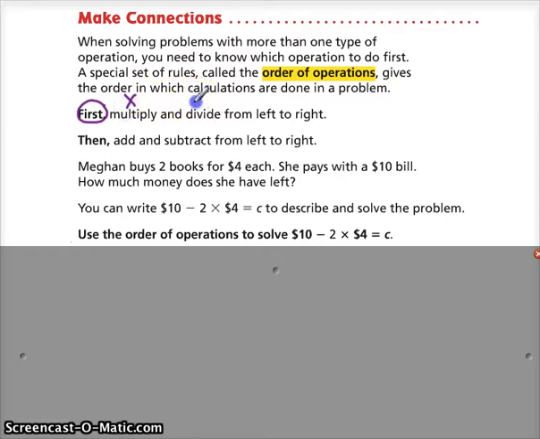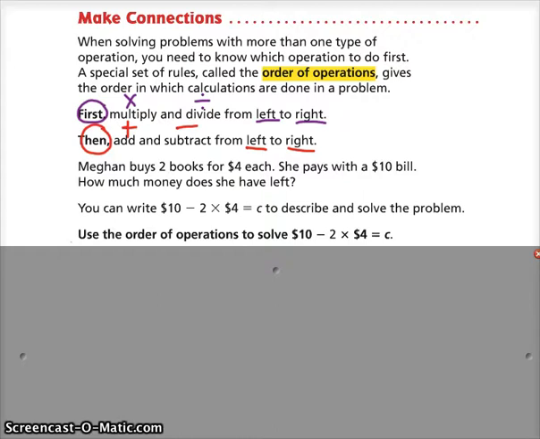So if you see a times sign or a divided by sign in an equation, you take care of these operations first. And if they both show up in the same equation, you work from left to right. Then, after you take care of multiplication and division, you add and subtract. And again, if both of these show up in the equation, you work from left to right. Let's see how this would work in a problem.